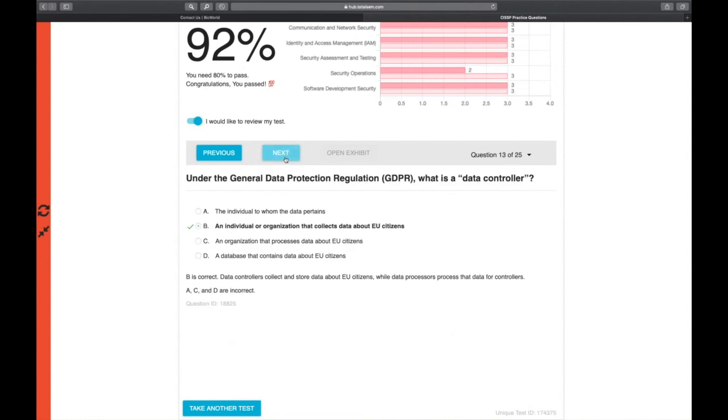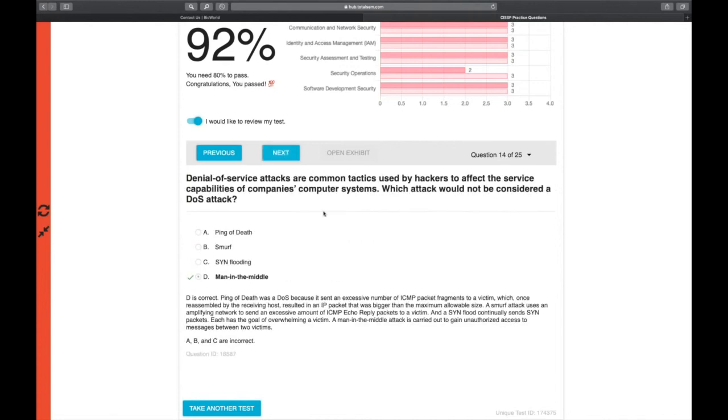Data controllers collect and store data about EU citizens, while data processors process that data for controllers. Man in the middle is not a denial of service attack. A man in the middle attack is carried out to gain unauthorized access to messages between two victims.